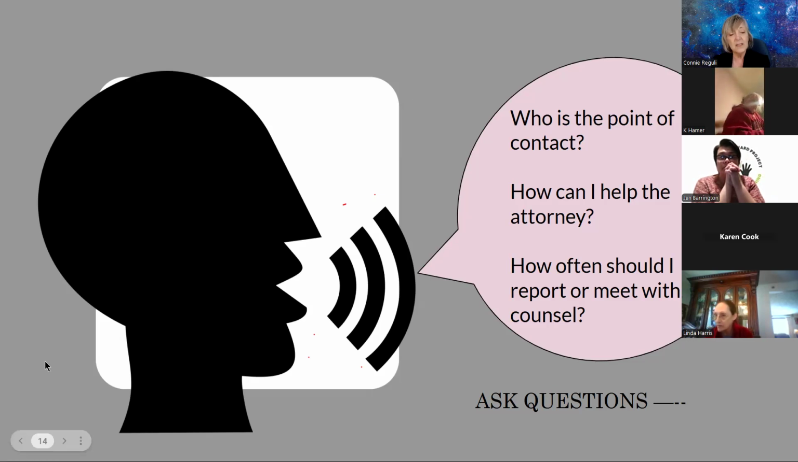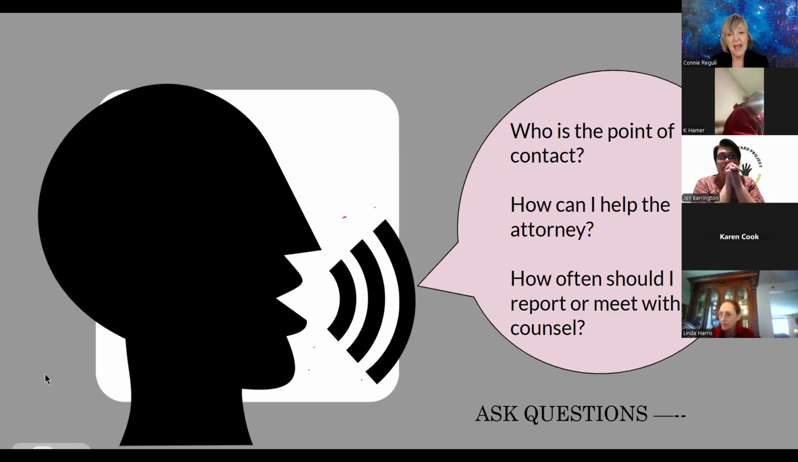But the other thing is the parents have got to be willing to say, how can I help the attorney? And how often should I report or meet with counsel? Ask them those questions up front. How often do you want to talk to me? Is it weekly? Is it every other week? Do you want me to just send you an email at the end of the week? How can we best communicate? And again, being proactive in that process.